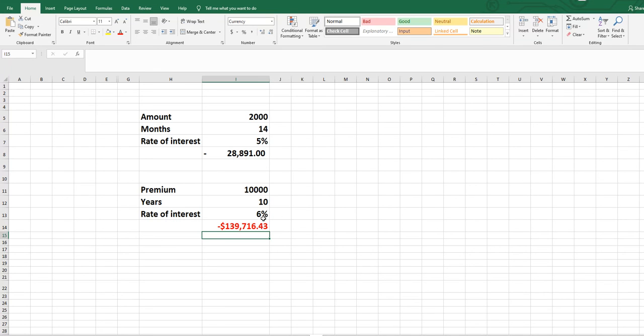So after 10 years at the rate of 6%, our premium is 10,000. We will get 139k approximately, with the dollar sign. If you do not want the dollar sign, just press comma here. I hope the concept is clear how to calculate the future value.